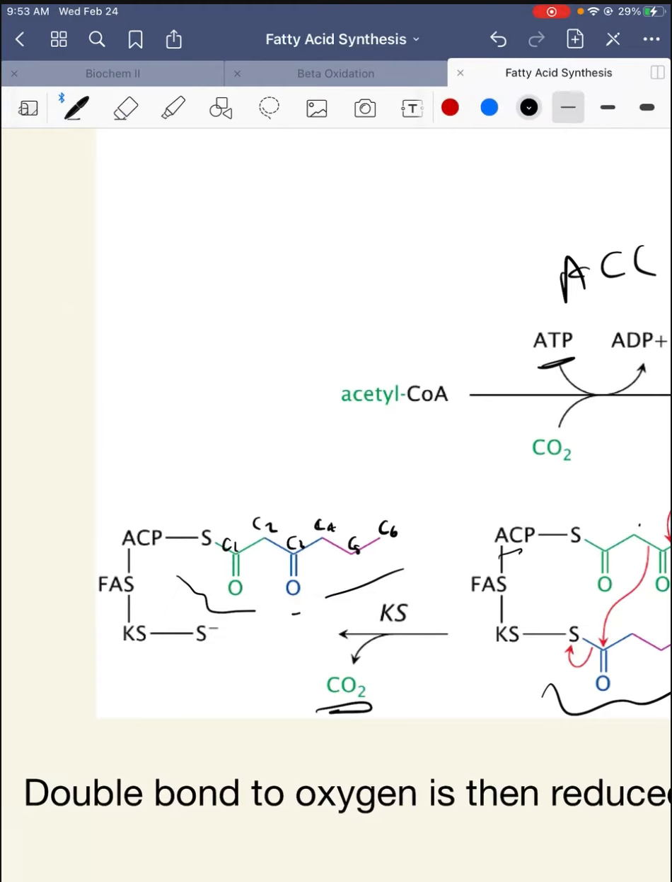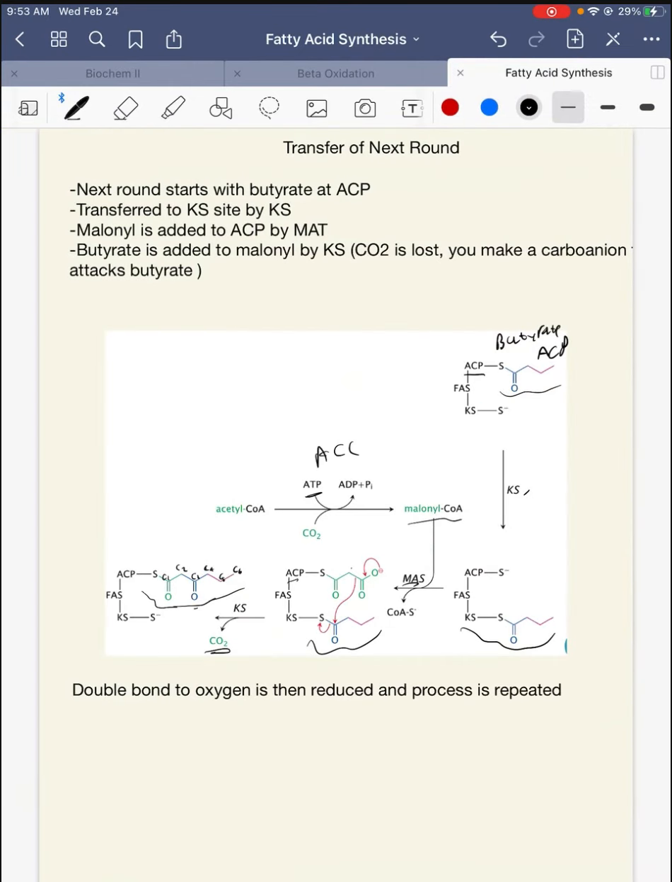Okay, so I'll go over the steps briefly. Next round starts with butyrate ACP, just transferred to the KS site by KS. Malonyl is added to the ACP site by MAT, and then butyrate is added to malonyl by KS. CO2 is lost. You make the same carbanion, but this time it attacks the butyrate. And then the double bond oxygen is reduced, and the process is repeated. So this is what they're talking about, the double bond oxygen.